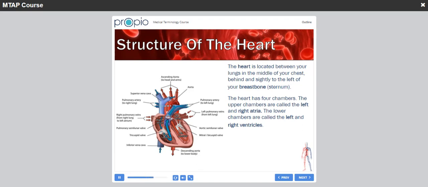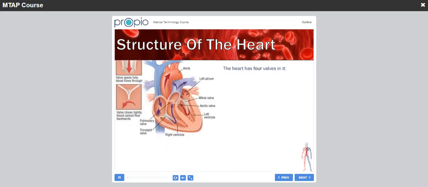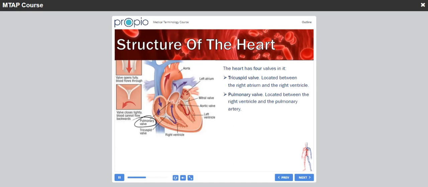Heart valves prevent backflow of the blood in the heart chambers. The heart has 4 valves in it. They are tricuspid valve. It's located between the right atrium and the right ventricle. Pulmonary valve. It's located between the right ventricle and the pulmonary artery. Mitral valve, located between the left atrium and the left ventricle. An aortic valve, that is located between the left ventricle and aorta.